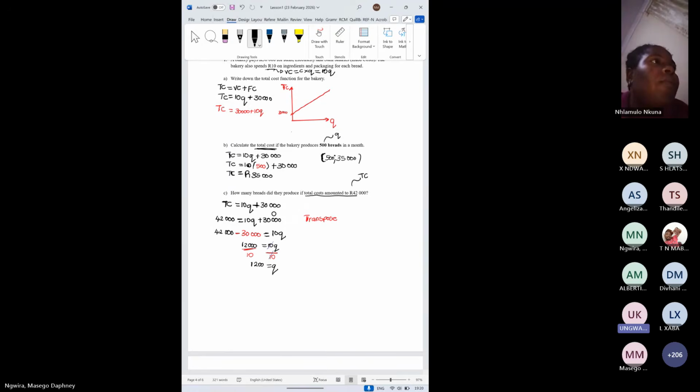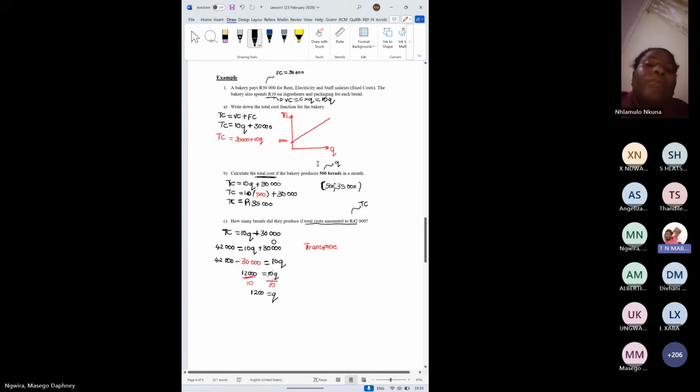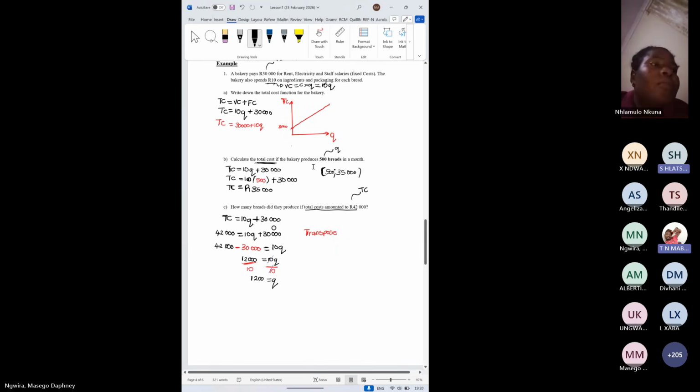Understood. Then how do we draw the graph? Drawing the graph, let's start with the first value where Q is 1. The value that you get from Q is going to be your intersect point with your TC, which is your y-axis.